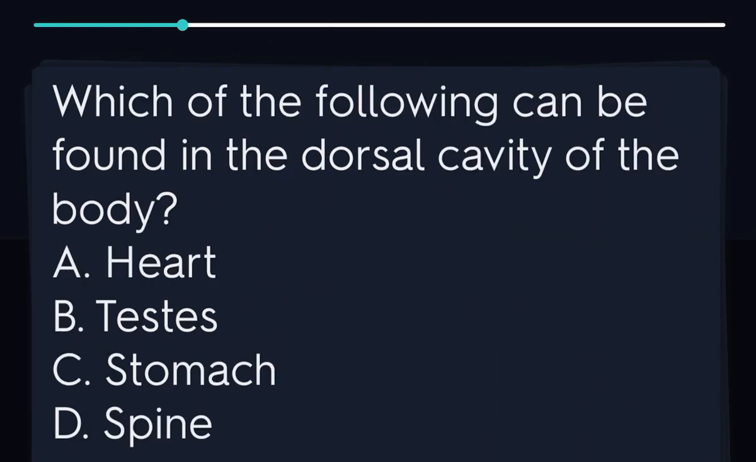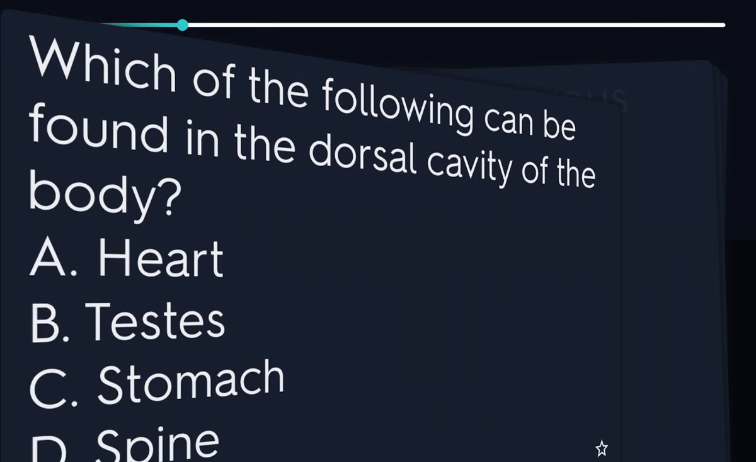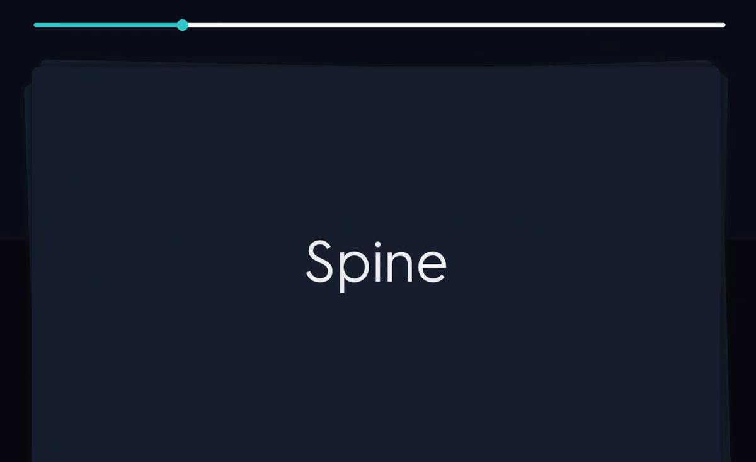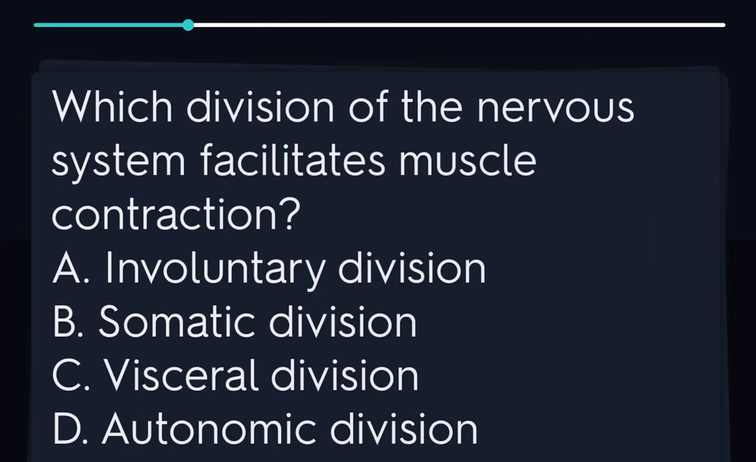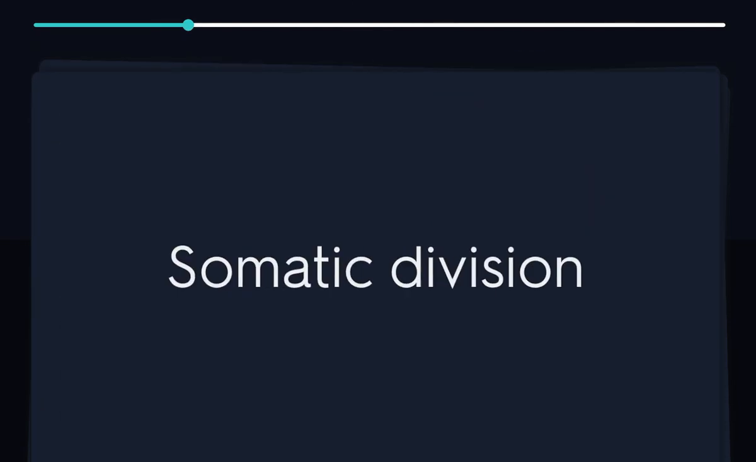Which of the following can be found in the dorsal cavity of the body? A. Heart, B. Testes, C. Stomach, D. Spine. Spine. Which division of the nervous system facilitates muscle contraction? A. Involuntary division, B. Somatic division, C. Visceral division, D. Autonomic division. Somatic division.